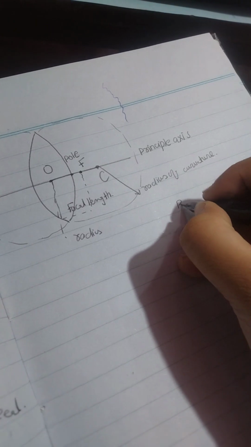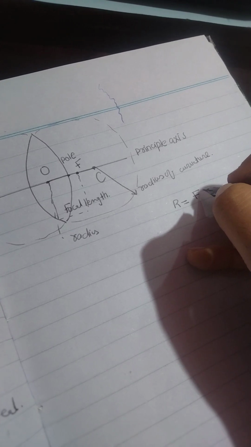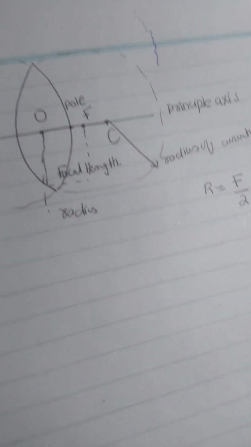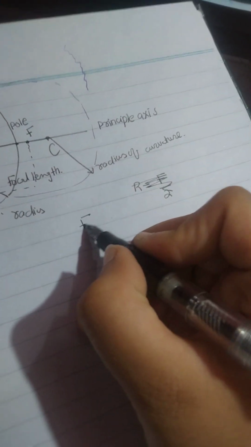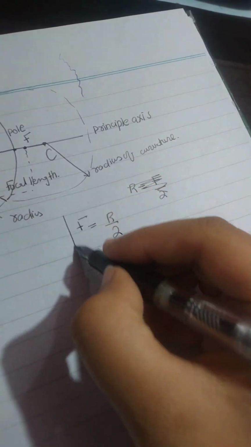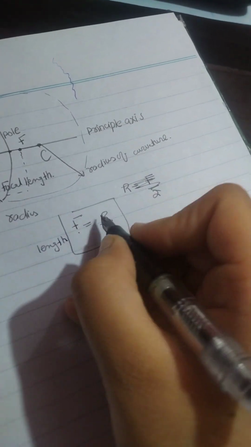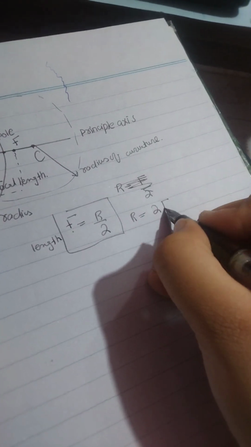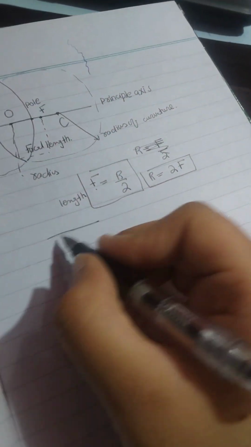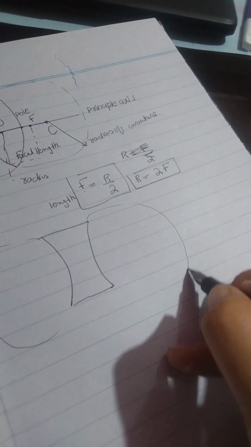Basically, if you want to find the focal length, you have to divide the radius by 2, so you can easily get the focal length. And if you want to find the radius, you have to multiply the focal length by 2, that is, R equals 2f, right?